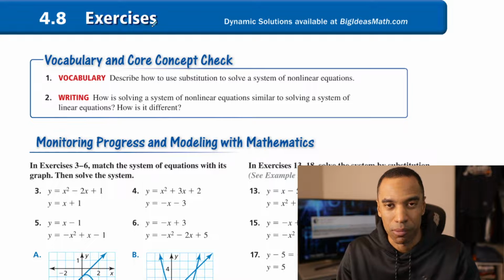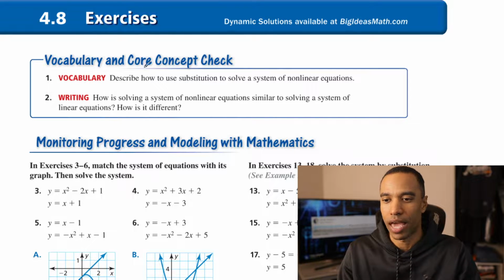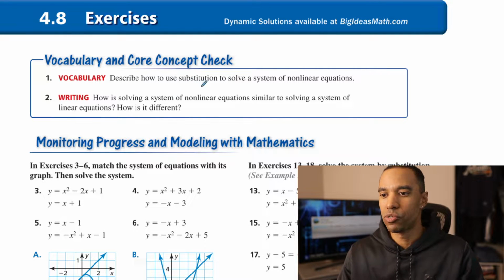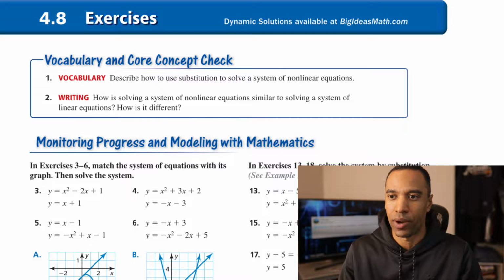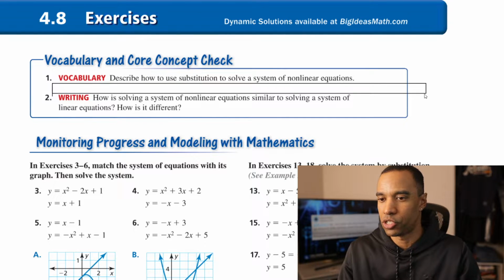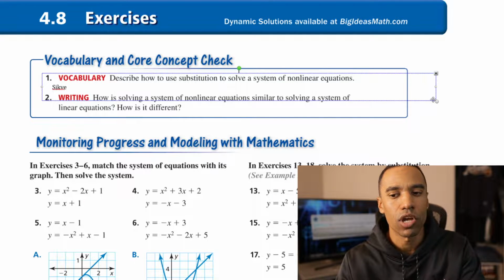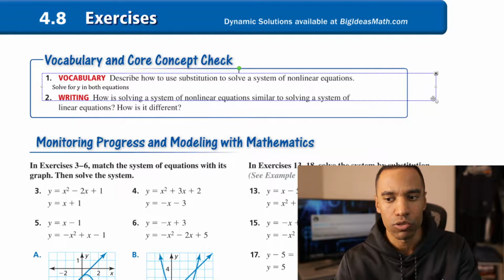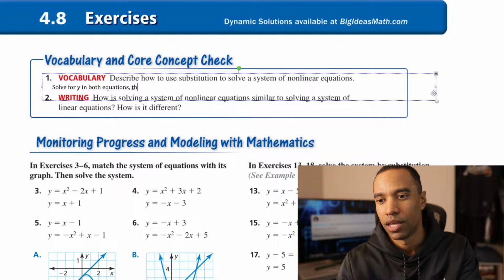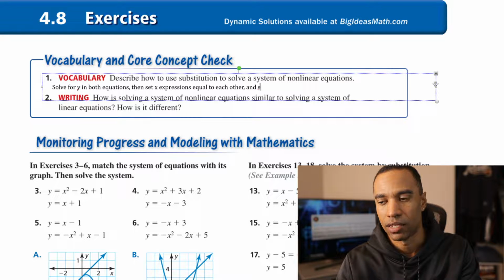That being said, I want to jump forward. Let's look at vocabulary and core concept check numbers 1 and 2. Describe how to use substitution to solve a system of nonlinear equations, number 1. Well, what I'm going to do here is just describe it by saying isolate. I'm going to say solve for y in both equations. That's not required, but it's recommended you do it in at least one, if not the other. Then set x expressions equal to each other. And solve as you would other quadratic equations.